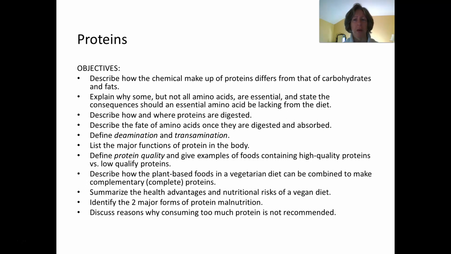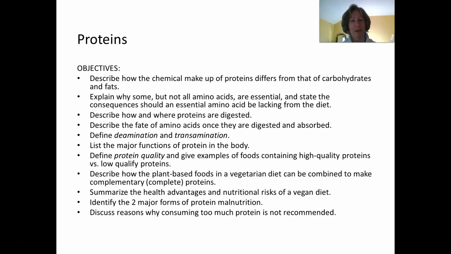We'll talk more about that when we talk about some of the micronutrients after the midterm. So don't focus too much on that there. So the 2 major forms of protein malnutrition. So this is what happens if you don't get enough protein in your diet. In extreme cases, you could get either kwashiorkor or marasmus. These are forms of protein energy malnutrition. So just recognize what those might look like, and discuss reasons why consuming too much protein is not recommended.